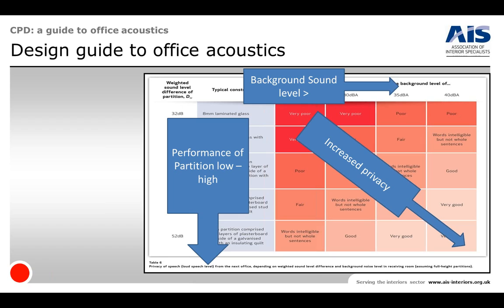So again, another one of the tables from our design graph, which shows the performance of a partitioning running from low to high, and the background sound level, again, running from low to high. And if you put those two things together, so if you've got a partition that's really quite low in terms of sound performance against a background sound which is quite low, you're not going to achieve privacy. But likewise, if the background noise level increases, then you're going to get better levels of sound performance.